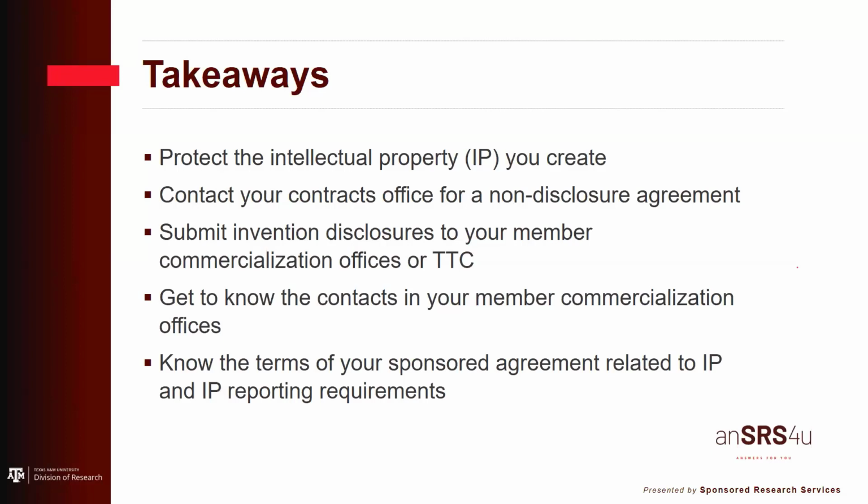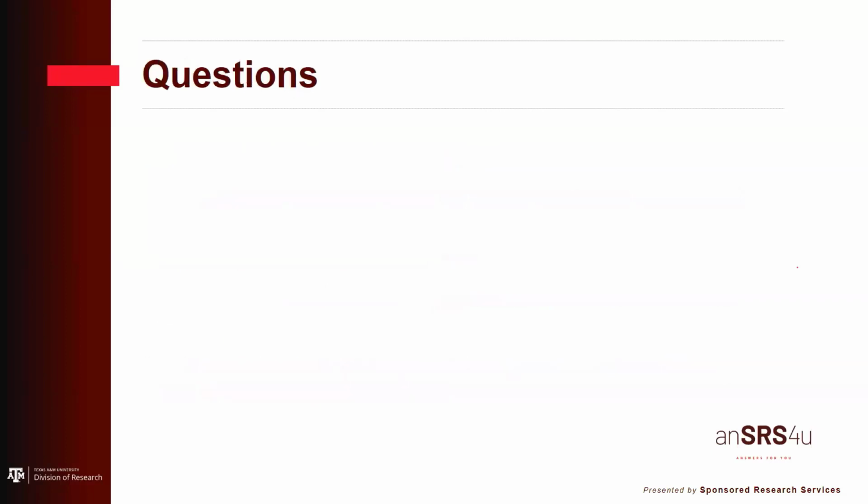And also know the terms of your sponsored research agreement related to IP and IP reporting requirements. When we have a sponsored agreement, it's typically reviewed by either sponsored research services or your member contract offices, and they'll work with you and highlight things that could be problematic or an issue. But it's important to know what the requirements are from the sponsor, and also what IP reporting requirements are, either from a federal sponsor or from an industry or non-commercial, like foundational, sponsor. So with that, next slide, I guess we'll just open up to questions and see if anybody has any questions.